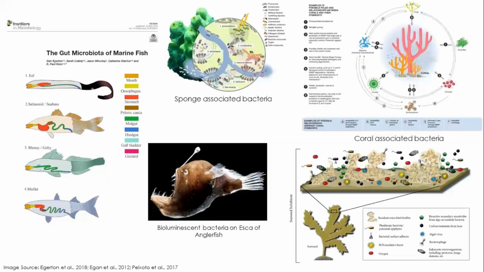Another example that we know is that bacteria are present not only in the human gut, or only in terrestrial animals, but they are also abundantly present in the guts of marine fishes, and for that matter, all marine organisms, right? There is a very recent paper about this in a Frontiers journal in 2018.